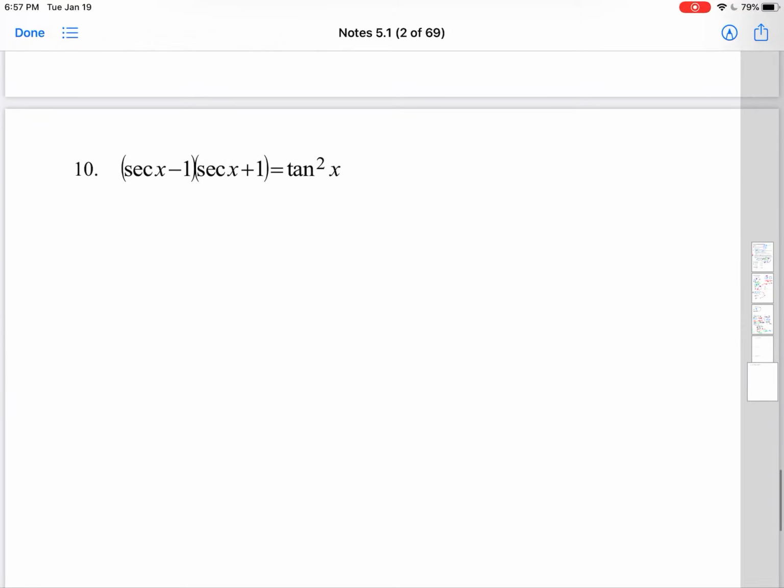Okay, question 10. We'll make question 10 a challenge for you guys. We've got to work with the left-hand side. I need you to first double distribute or FOIL, whichever way you know it as. And when you do that, some things will cancel or eliminate each other. And then you'll be left with a trig identity. So yes, it looks messy, but honestly, it's a 2-step problem once you get foiling.